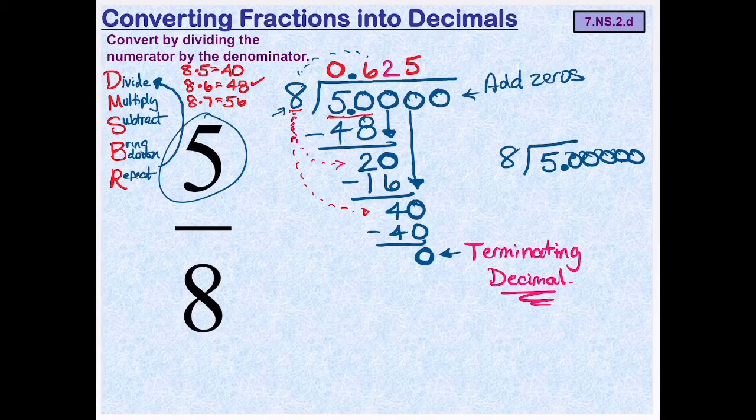So there is your solution. So our solution is 625 thousandths, or 0.625, if you don't want to be all fancy with the way you're saying your decimals. So 0.625.